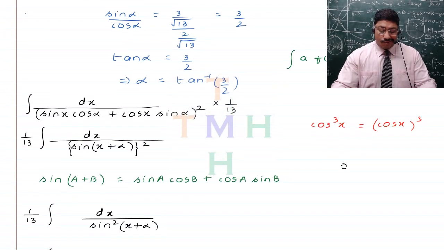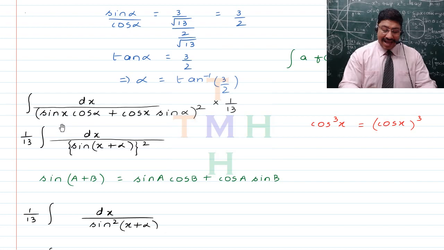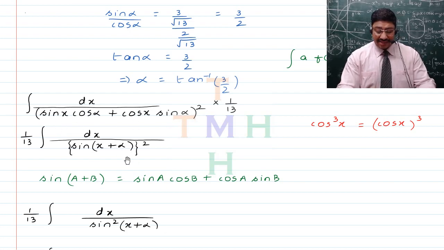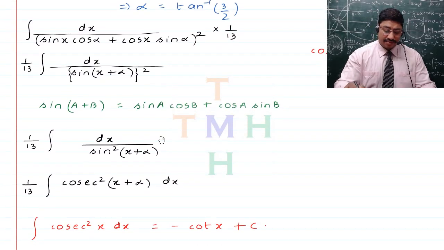So next, now we have this constant taken outside, and as this sine x cos alpha plus cos x sine alpha is actually sine of x plus alpha, because we have sine of a plus b to be sine a cos b plus cos a sine b, and thus here we have this to be integral of dx upon sine square x plus alpha, as there was a whole square here.